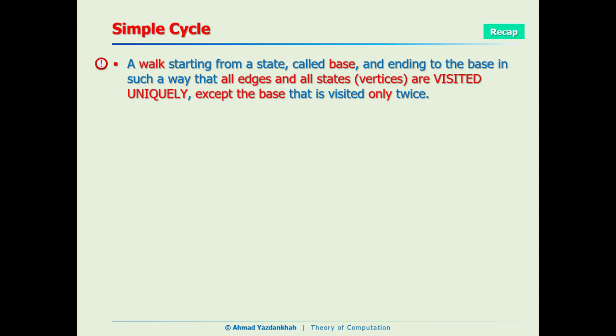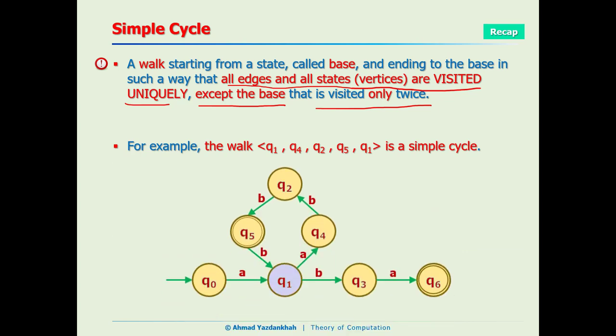So in other words, all edges and all states or vertices are visited uniquely, except the base that is visited only twice. So here is an example. Look at this Q1 and Q4 and Q2 and Q5. And when we return back to Q1, we can call this a simple cycle. The Q1, in fact, is the base, and all of these states and edges are visited uniquely.